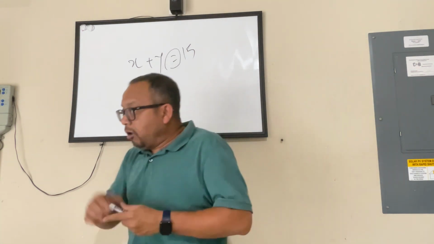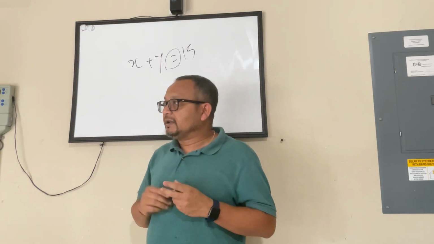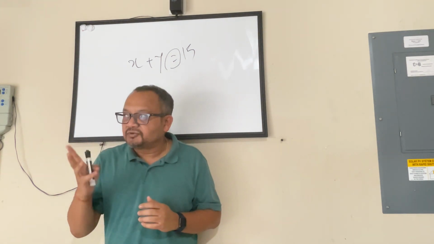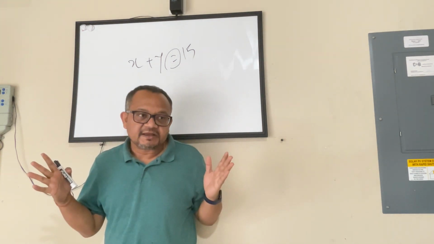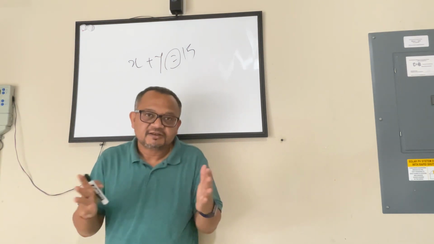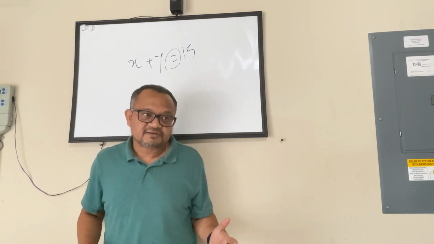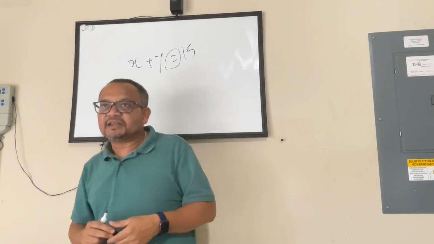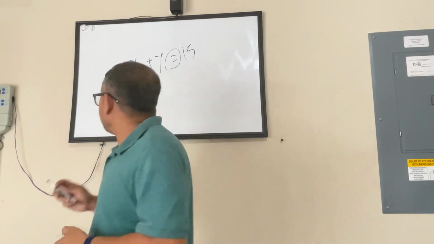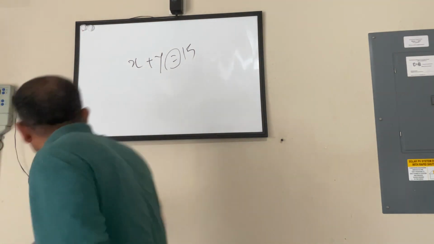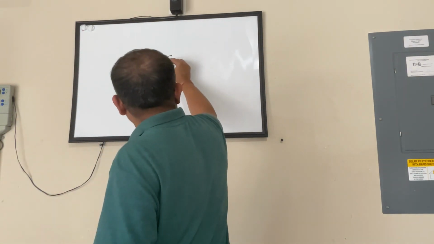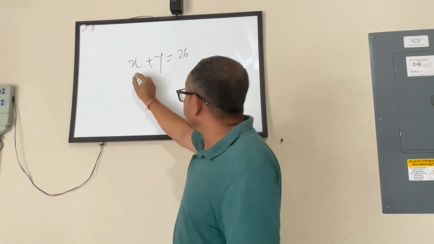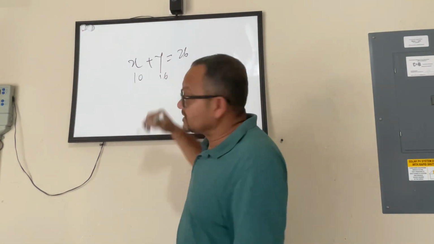But let's try relating that with a real life problem. Let's say I have two kids. Adding their age together is 17 years. I'm just saying that, okay? Or let's say the age of my two kids together is 26. Yeah? So if my one kid is 10-year-old, second kid is 16.